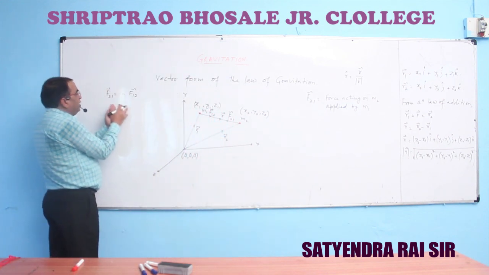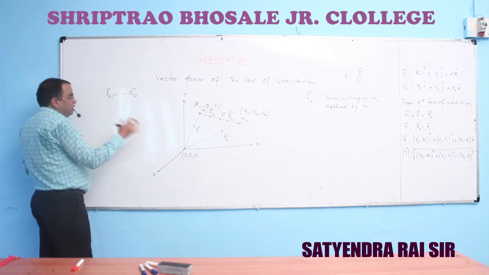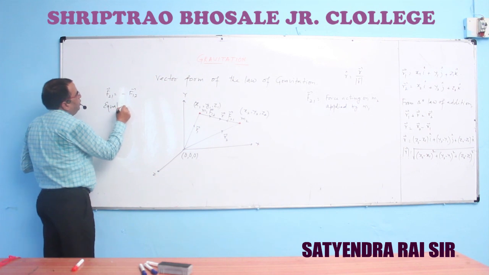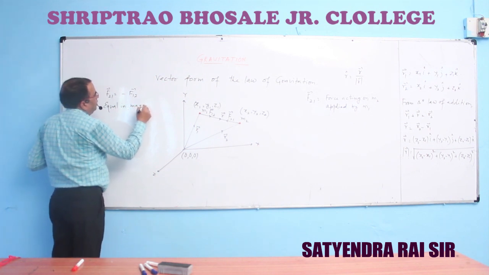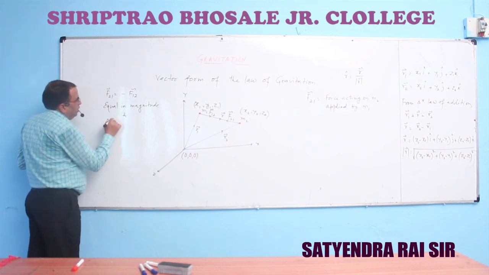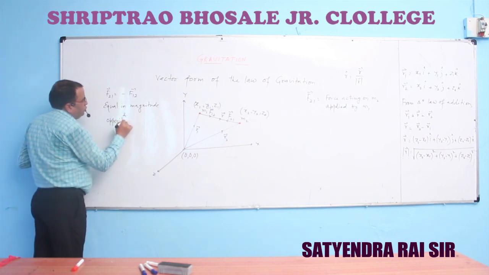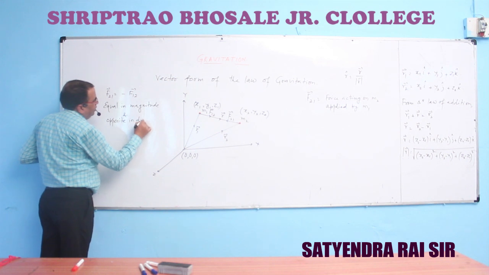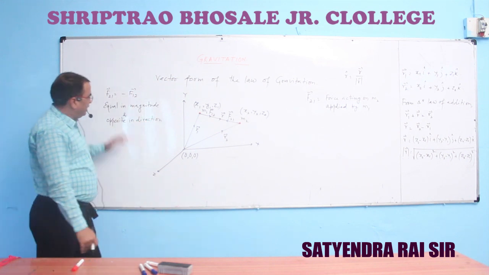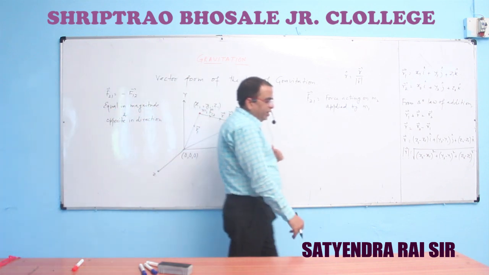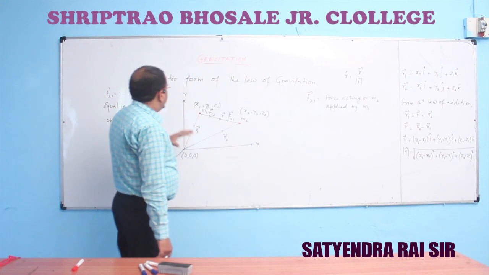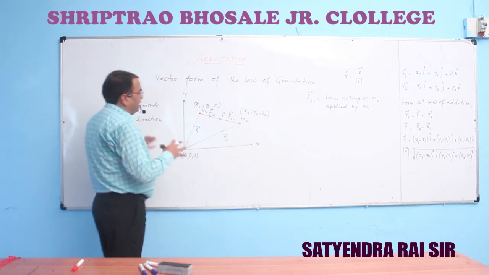Here is a conclusion: these two forces are equal in magnitude as well as opposite in direction. They are equal in magnitude as well as opposite in direction. Okay, so right now we are trying to write down the expression for F21.